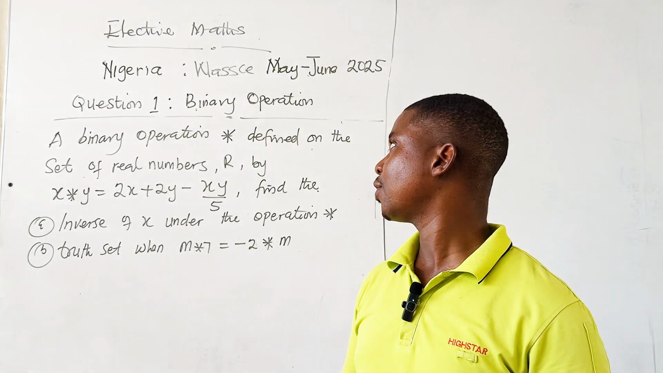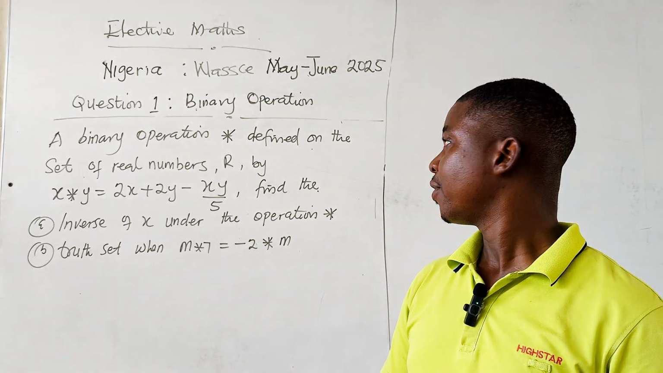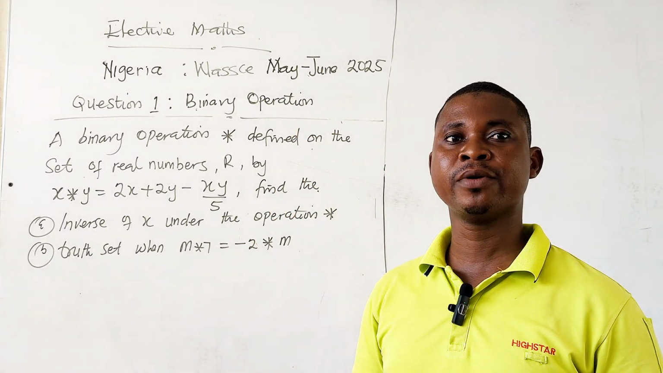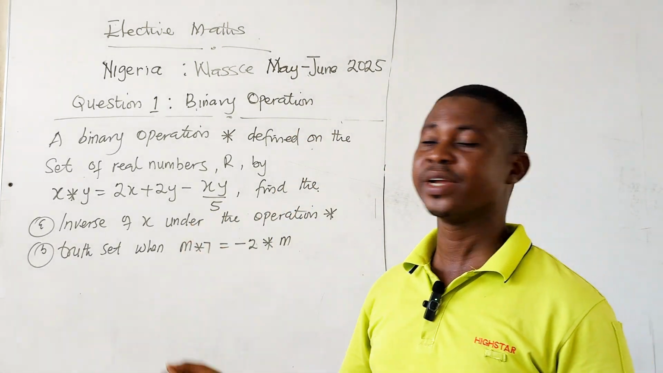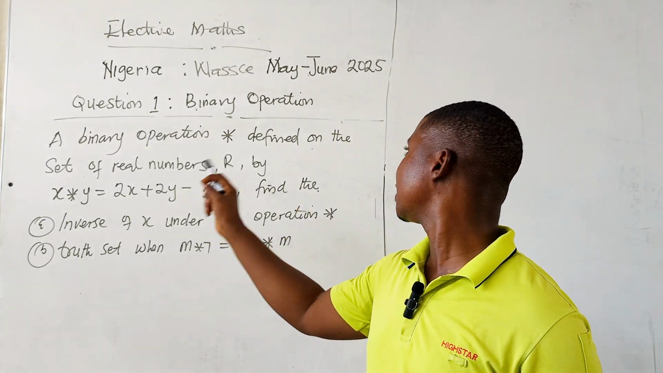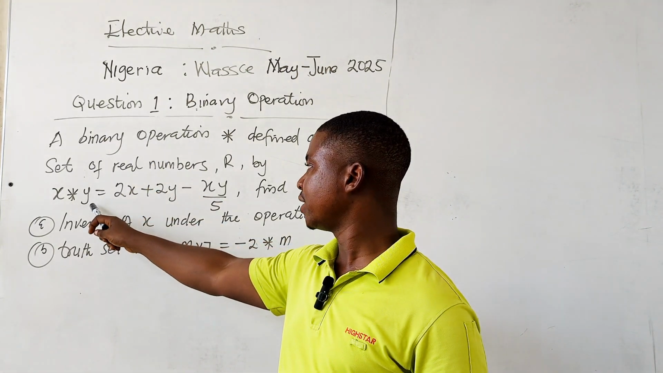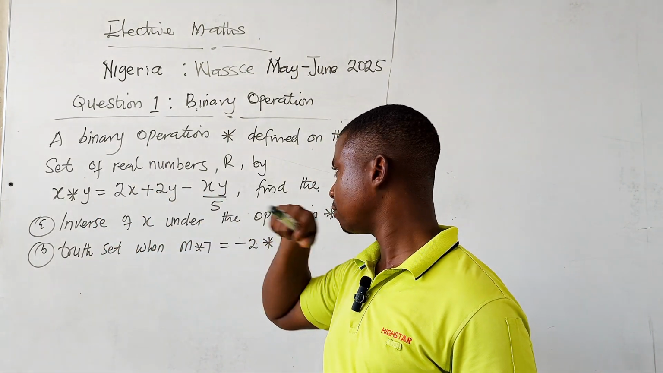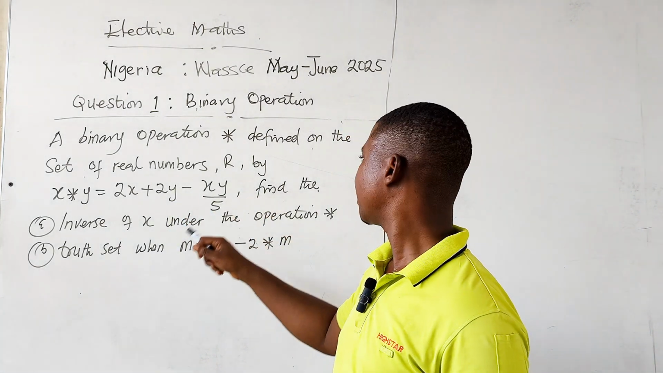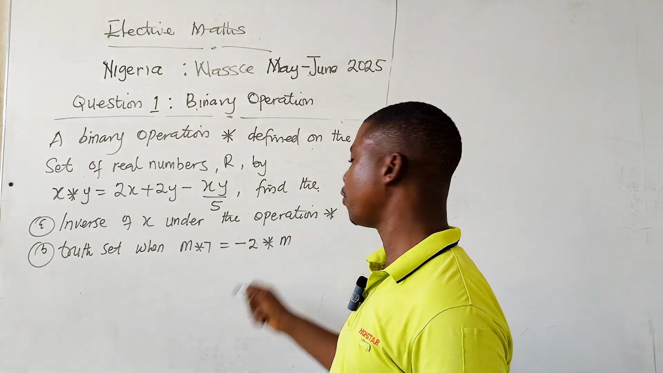Today we are going to look at WASSCE 2025 from Nigeria, question number 1. And the first question is on binary operations. The question reads: a binary operation star defined on the set of real numbers R by x star y is equal to 2x plus 2y minus xy over 5. Find A, the inverse of x under the operation star.